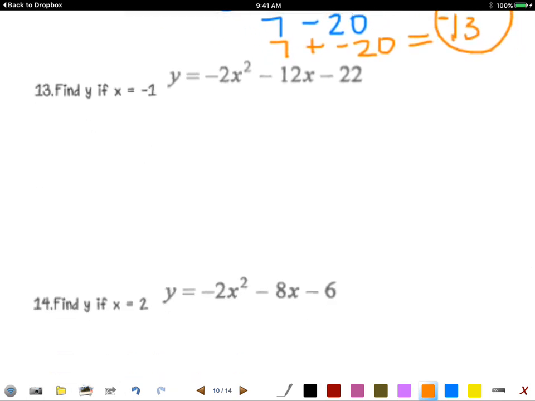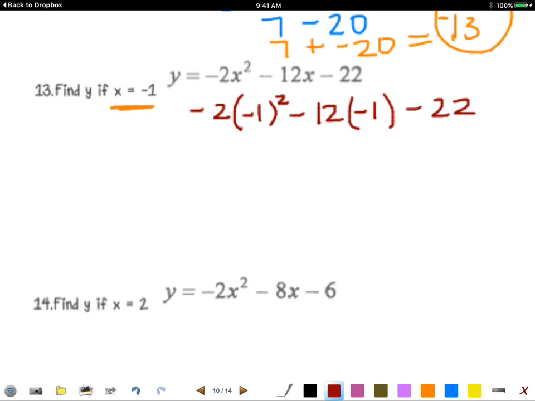Number 13. They're in the little box. We're going to plug in negative 1 right here for x. So bring down this negative 2, and then in place of x, we're going to put negative 1 squared minus 12, and then in place of x, we're going to put negative 1, and then minus 22.